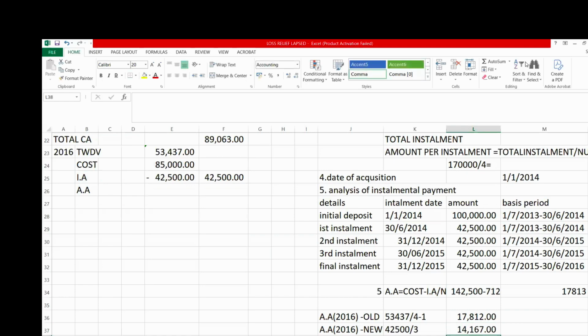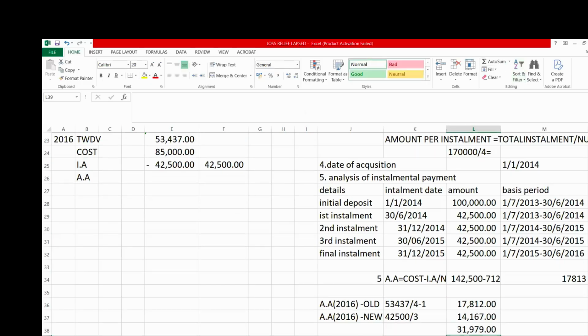14,167. So we add these two together to get the total annual allowance in that year of the asset. The annual allowance will now be 31,979. So in 2016, you have a total capital allowance, which is the addition of these two. After 2016, the next year will be 2017.